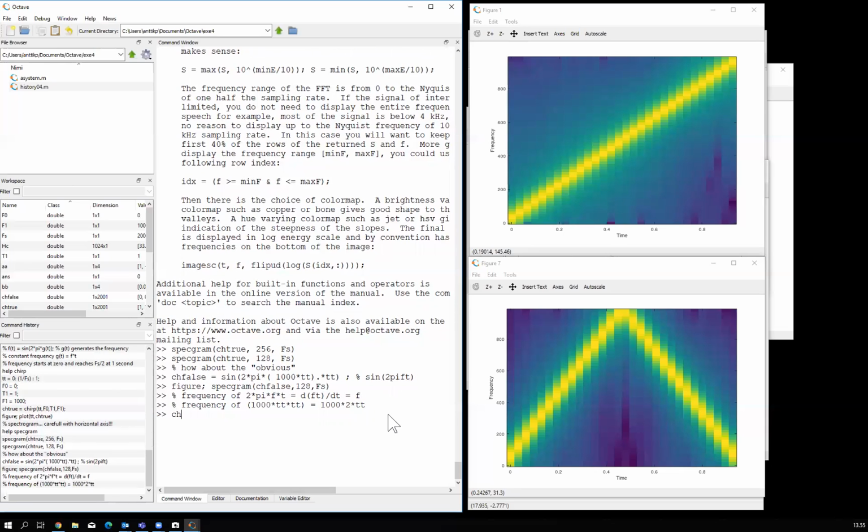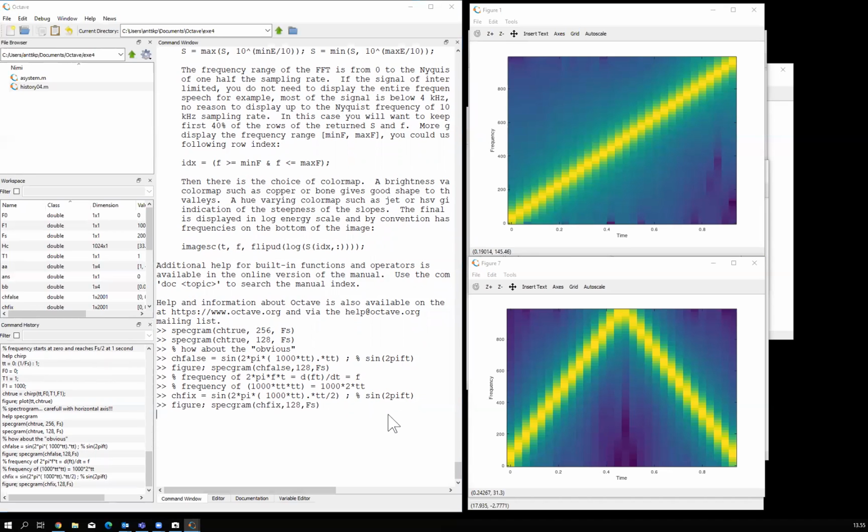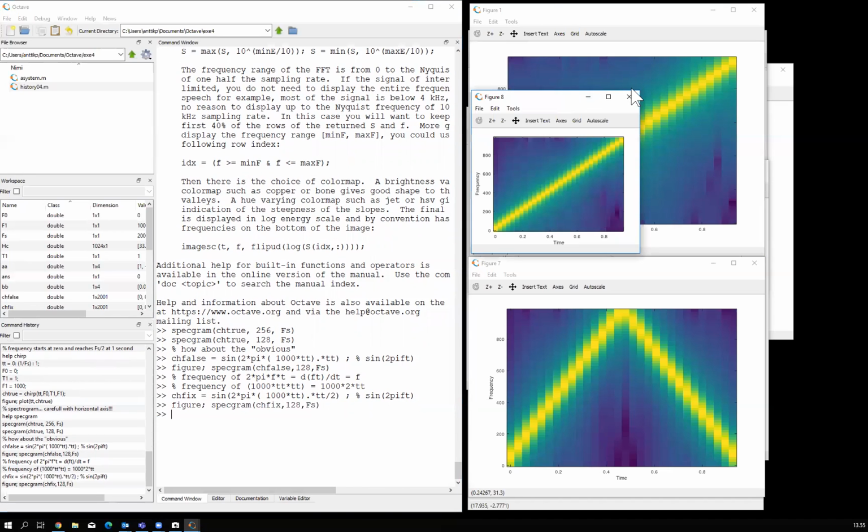So we can fix that by dividing this whole thing by 2. And fixed. Yeah, it looks the same.